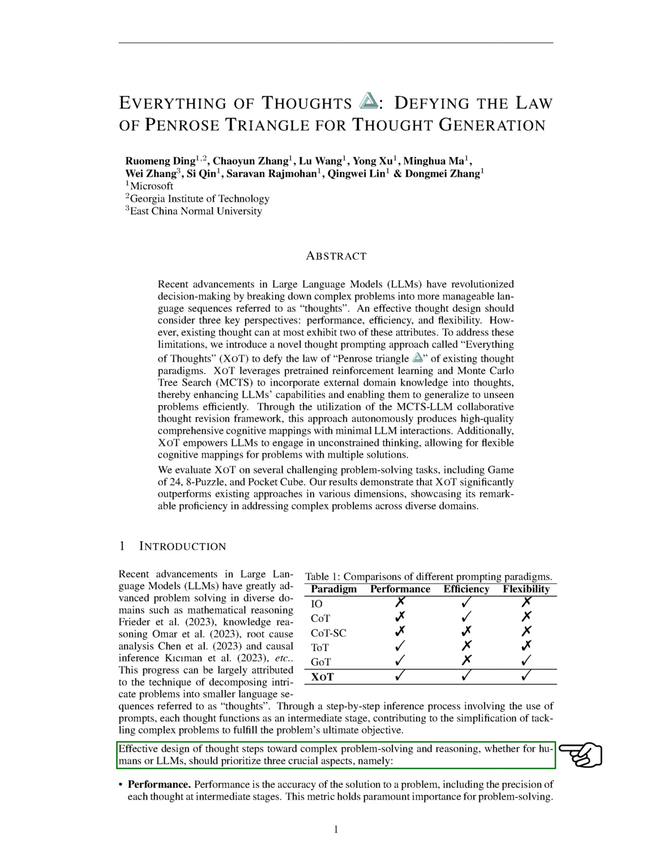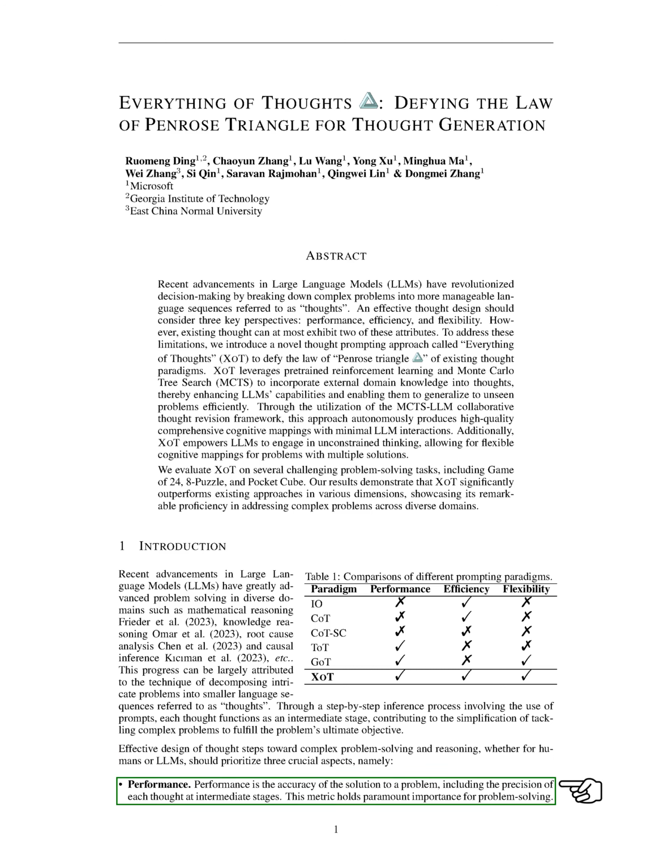When designing these thought steps for problem solving, whether for humans or LLMs, we need to focus on three key aspects: performance, efficiency, and flexibility. Performance refers to how accurately the problem is solved, including the precision of each intermediate thought. Efficiency is about the number of times the LLM needs to be called upon to solve a problem. The fewer, the better, given the high computational cost of LLM inference.